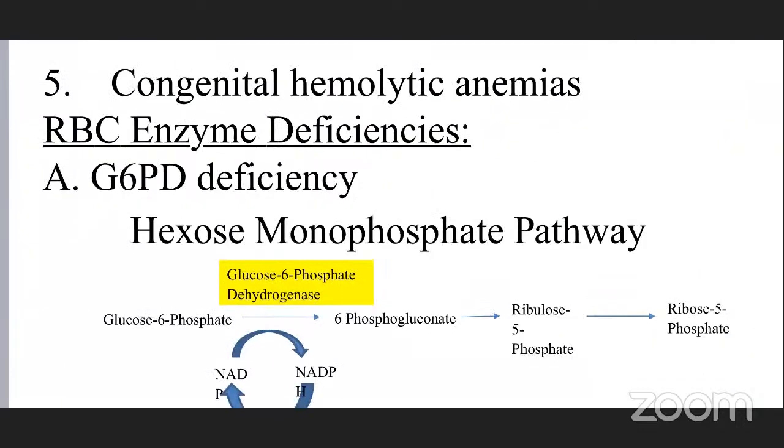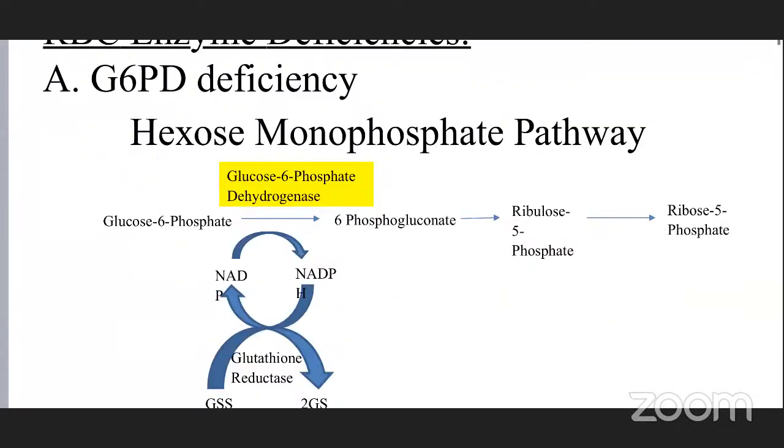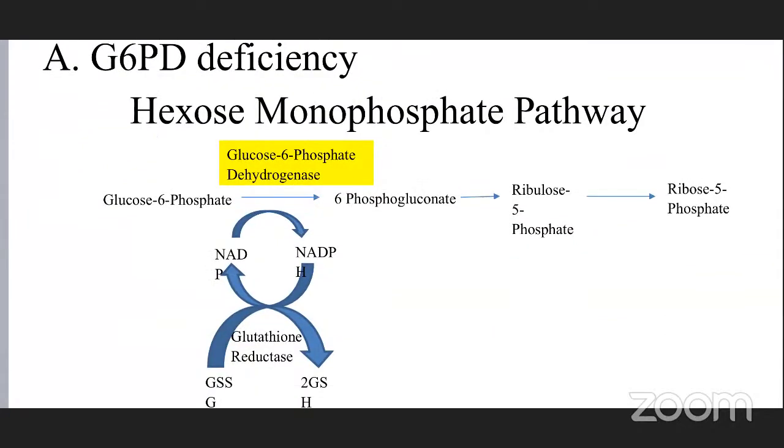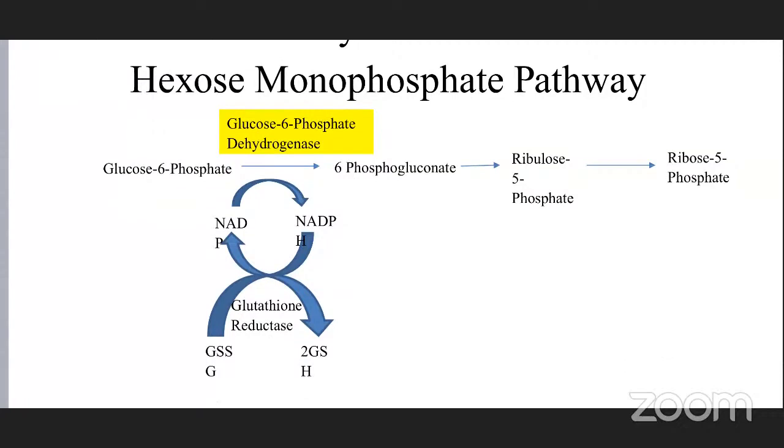So when we talk about G6PD deficiency, it is in the hexose monophosphate pathway. If you see, glucose 6-phosphate is converted by glucose 6-phosphate dehydrogenase to 6-phosphogluconate, which leads to ribose 5-phosphate, with energy from NADP to NADPH, and glutathione reductase converts oxidized glutathione to 2GSH, which is what produces the reducing power. This is what is called the hexose monophosphate pathway.